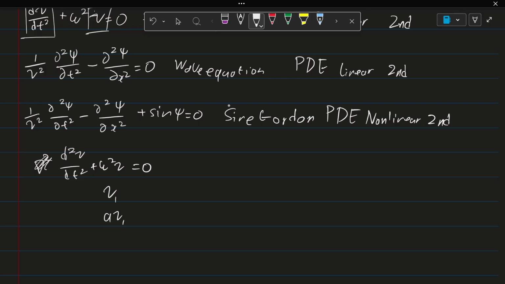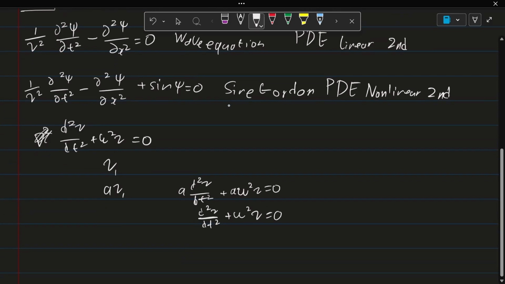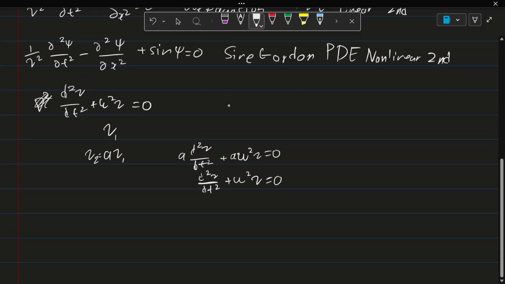If you put it in straight away, where a is a constant, you would get a d squared v over dt squared plus a omega squared v equals 0, which is the same thing as d squared v over dt squared plus omega squared v equals 0. So it turns out that this new v2 here is also a solution of the differential equation. Alongside that, if v1 and v2 are independent of each other, the question is, if v1 is a solution and v2 is a solution, is v1 plus v2 a solution as well?